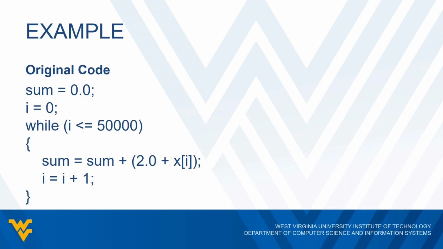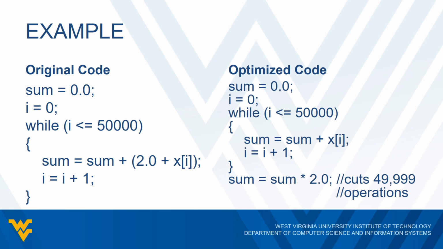So a good optimizing compiler would analyze this loop and restructure it to something like this. So notice now that we multiply by 2 after we get the sum. So we're still computing the sum inside the body of the while loop, but then we just multiply by 2 after the loop. So this eliminates a lot of operations.